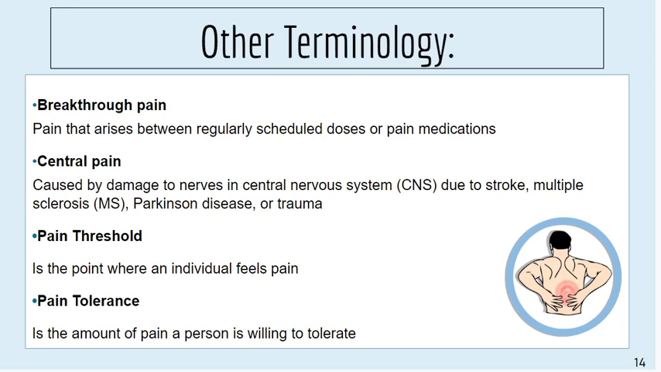Central pain means that there is some damage to the nerves in their central nervous system. This can often be due to a stroke, multiple sclerosis, Parkinson's disease, or trauma. So this is that nerve pain or discomfort that can occur. When I think of central pain, I don't necessarily think of pain. I think of more like tingling or that pins and needles type of discomfort that some patients may have. Now, some may actually have true cramping or sharp pain, but when I'm thinking of the nervous system, I'm thinking more of the burning sensations or tingling type of discomfort.